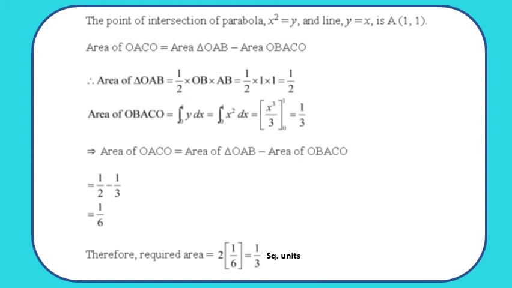So we have the area of OABCO. So therefore entire area will be equal to 2 times. So the required area will be equal to what? 2 times 1 by 6, that is 1 by 3 square units. I hope I am clear. So pause and note down the solution.